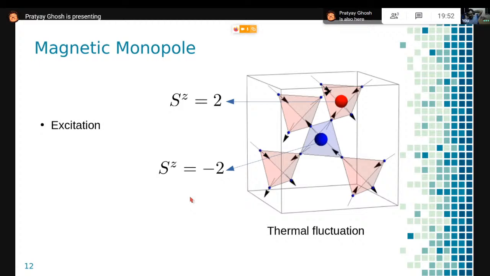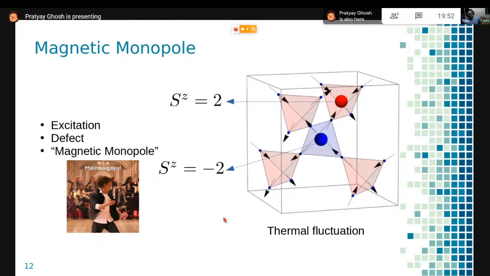We started by saying that this is an excitation. Some people call it a defect, but the cool people call it magnetic monopoles. And this is nothing but an excitation. And why do you call it a monopole? I'm going into those details in the next slides.